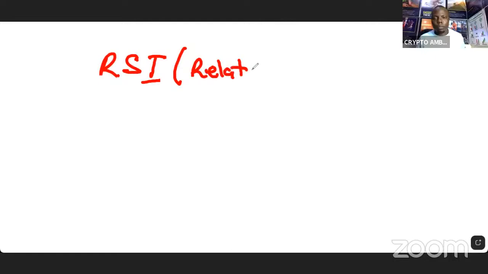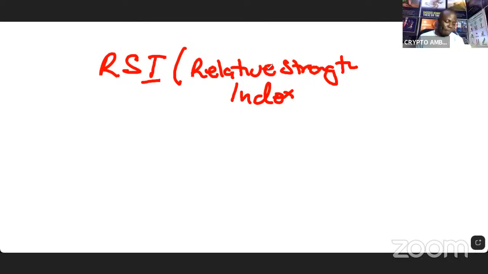All right. Now the first indicator that Royalq has brought for us is what we call RSI. This is capital I. And this stands for Relative Strength Index. Now, this indicator is very easy.